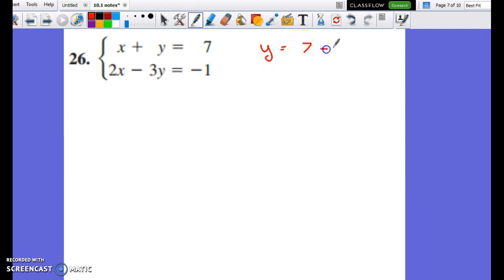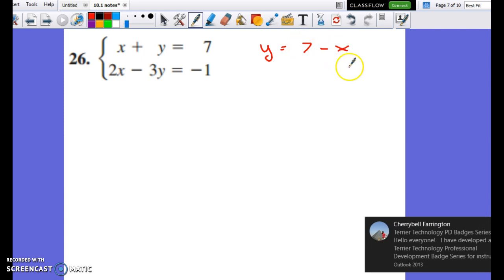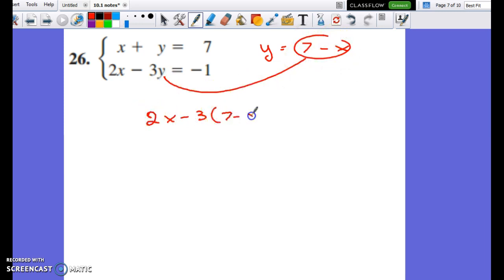I'm going to solve for y and get 7 minus x. I'm going to take that, plug it in here. And distribute.